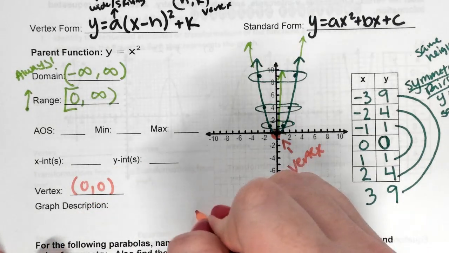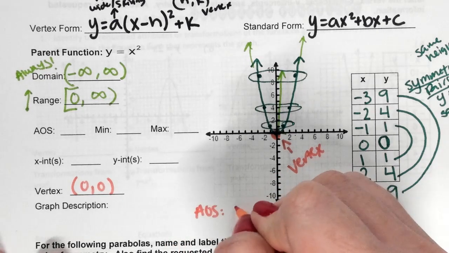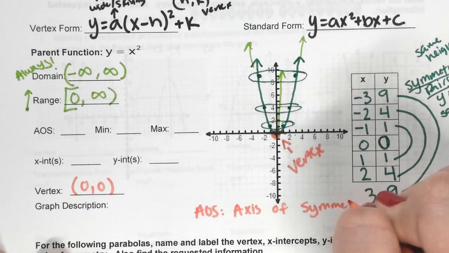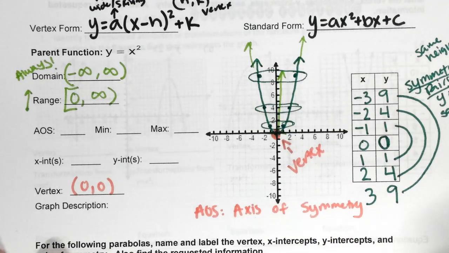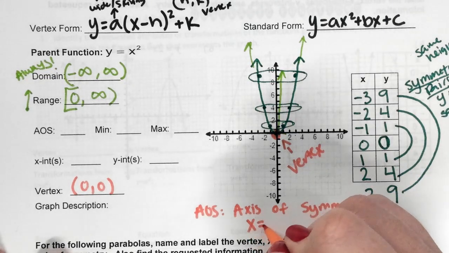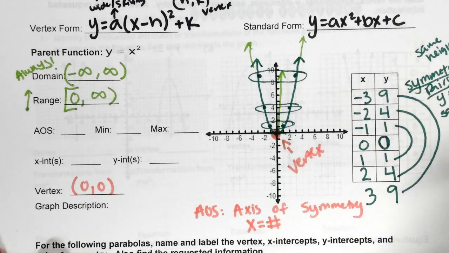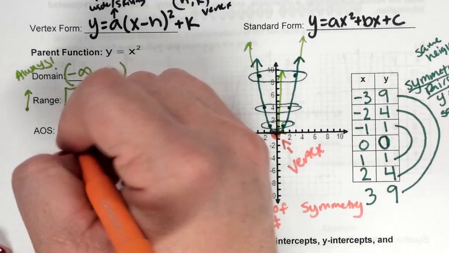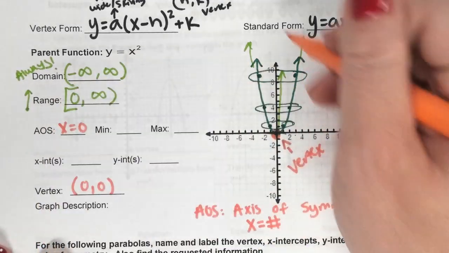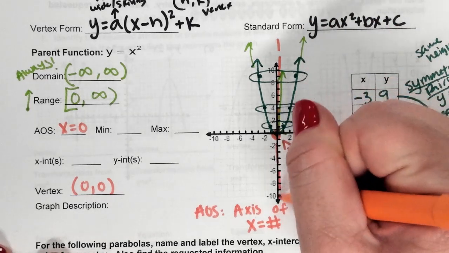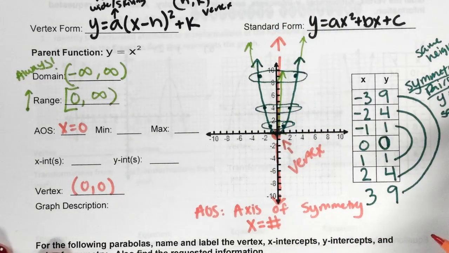And AOS stands for axis of symmetry. Okay? It's always an x equals equation. So it's always going to be x equals a number. Okay? And it's always the x of your vertex. So what's the x of my vertex? So my axis of symmetry is x equals 0. And this is if you were to cut your U in half. Where does it cut in half? It goes through the origin. That is your axis of symmetry.